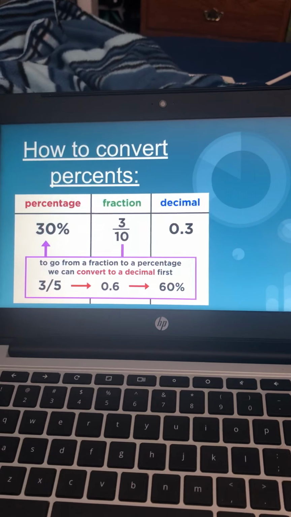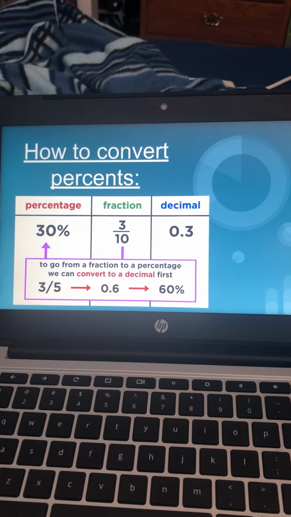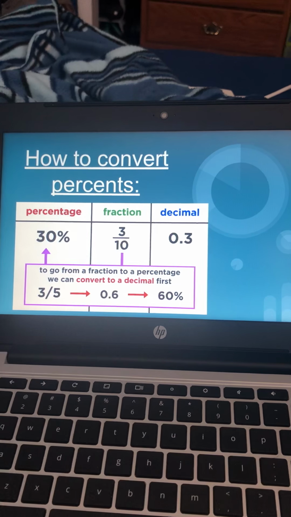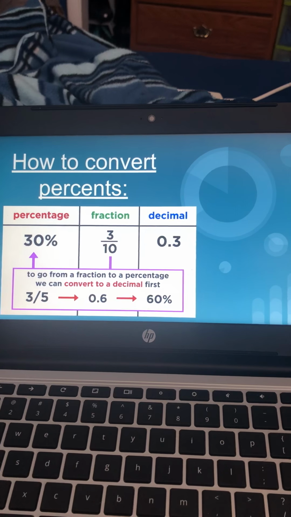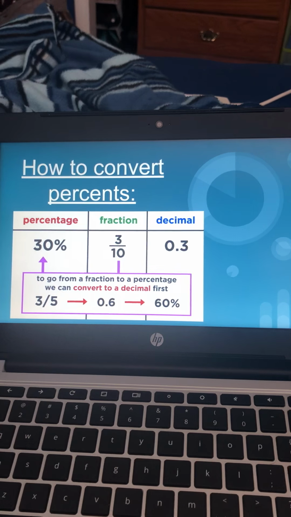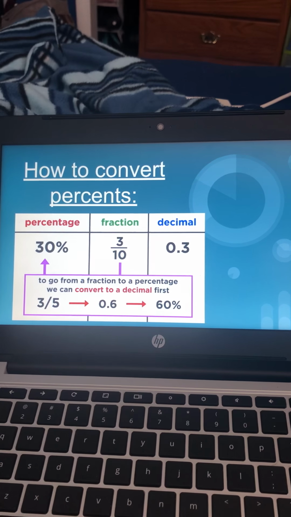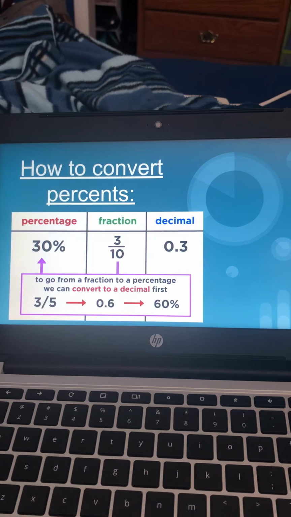How to convert percents. First, you take a fraction, as above, 3 out of 10, and convert it to a decimal by dividing, and it would make it a 0.3. Then you would take that decimal and move it 2 places to the right and add a percent sign to the end, and then you would have 30%.